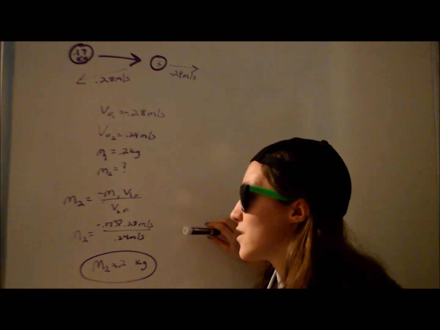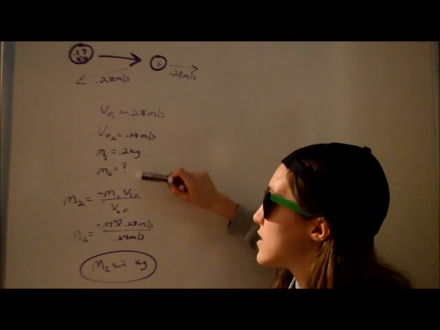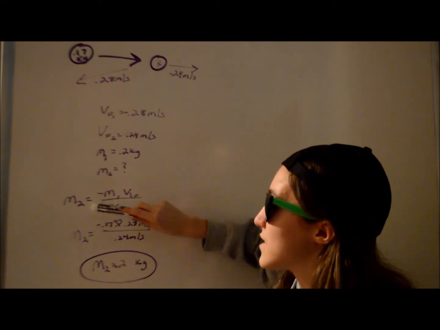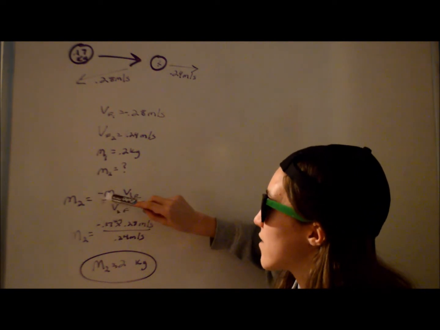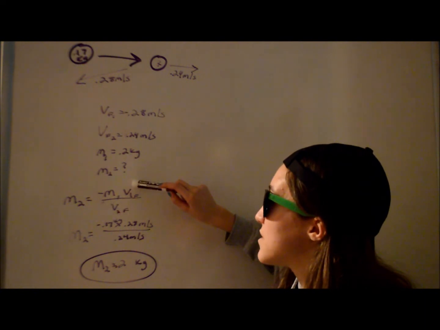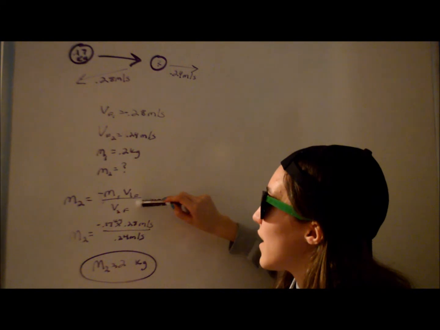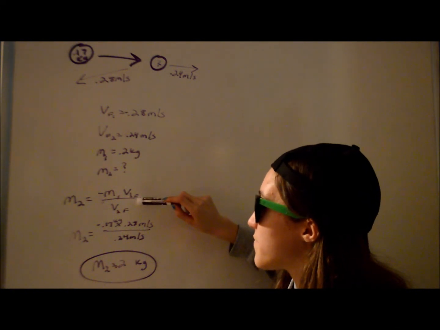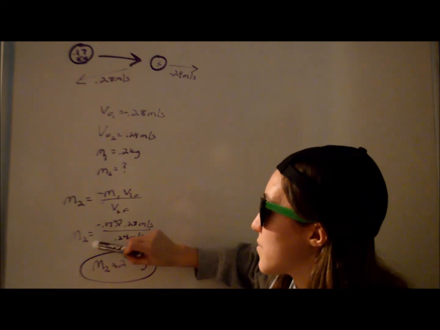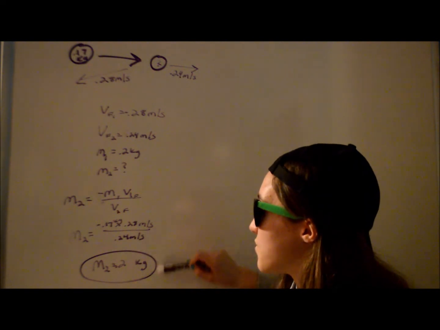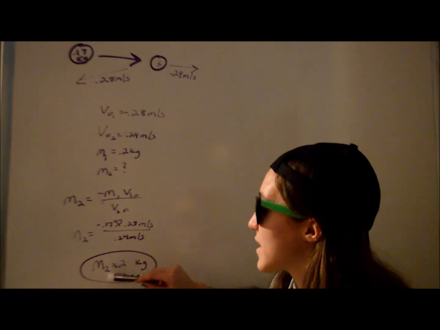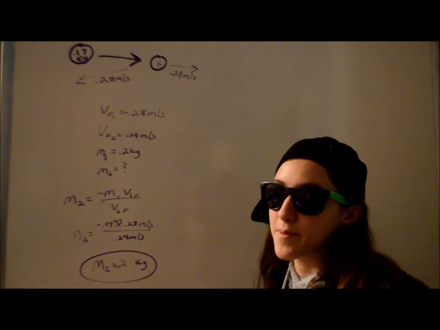Because of conservation of momentum, we can use this equation here, that the mass of the second ball is equal to the negative mass of the first ball times the final velocity of the first ball, divided by the velocity of the second ball. We can plug the numbers in here, and this is what we get. We get that the mass of the second ball is 0.2 kilograms.